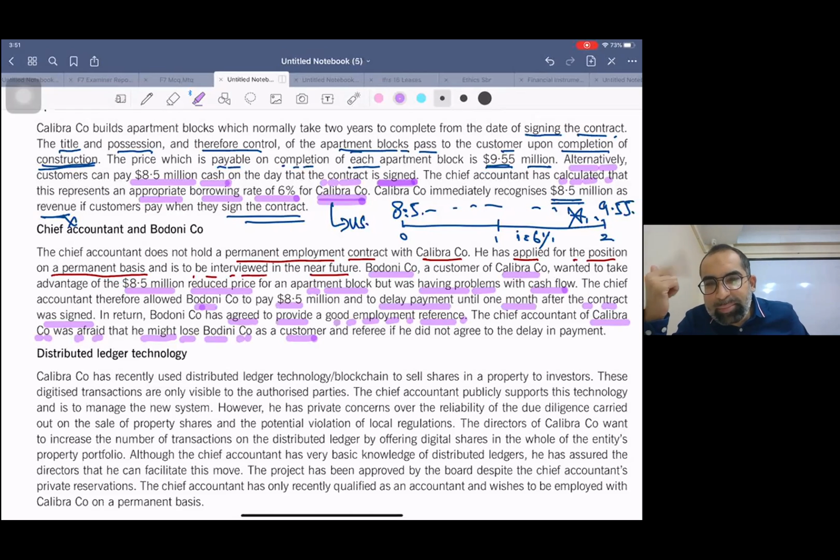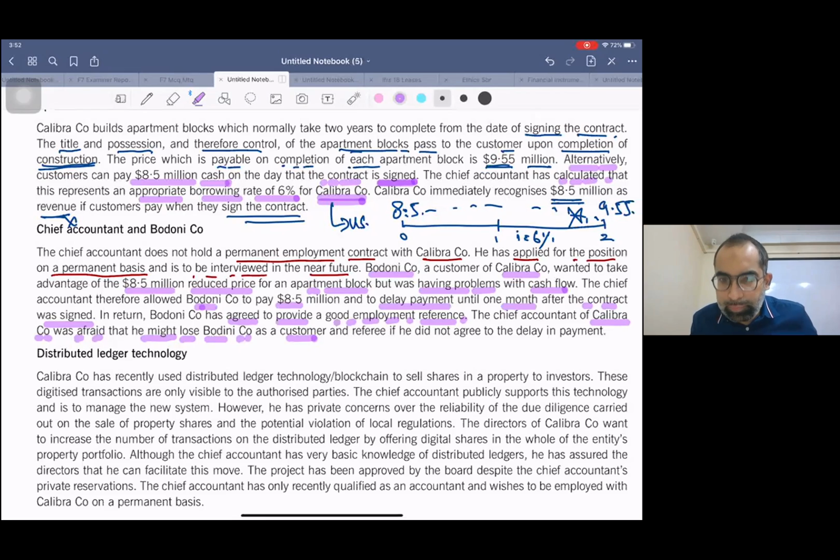First of all, what company is giving employment reference to this guy? So that is self interest, that is personal interest. That means his objectivity will be impaired because he has been involved in a personal interest transaction. Are you getting? He has given a favor to that company. He has delayed the payment. In return, they are giving an employment reference, which will be useful for him to get a good employment.